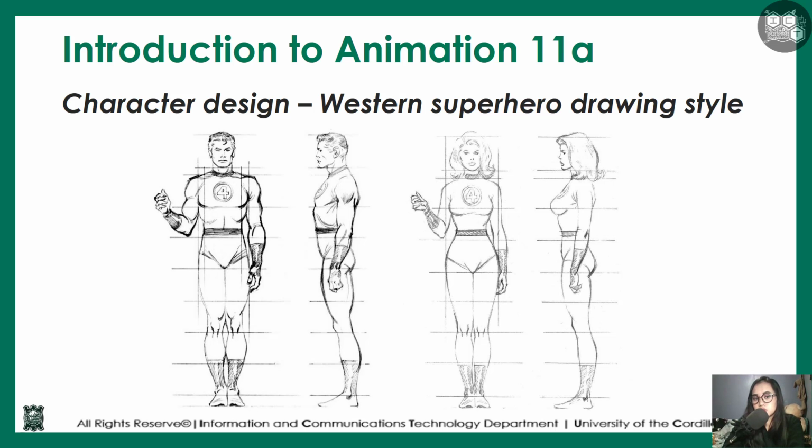We have chosen the Western superhero drawing style, which is most likely reflected by DC and Marvel Comics type of characters. The reason we chose this is, number one, it is closer to realism, and at the same time, it's not as complicated as realism. So the reason we're focusing on this is for you to understand the basics of human anatomy without really going into the very deep ends of it. You can have a very basic understanding through the use of a much more simplistic drawing style.